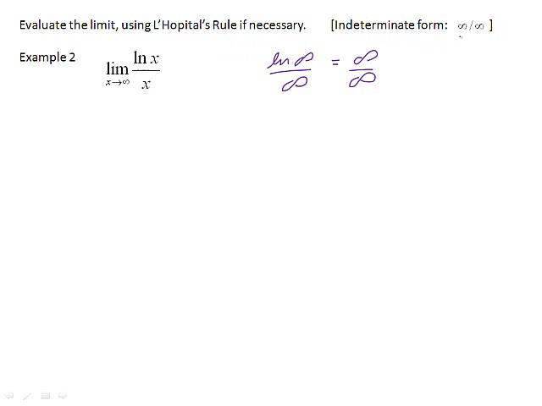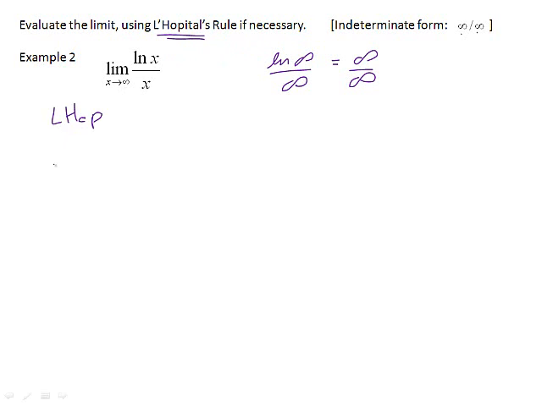Indeterminate is either the 0 over 0 or the infinity over infinity, and that's your indicator that you need to use L'Hopital. What did we do before? You had to use the chart. We'd have to go in and look at it, and we'd have to sub in values. All right.